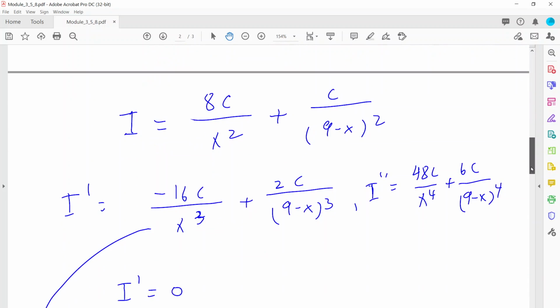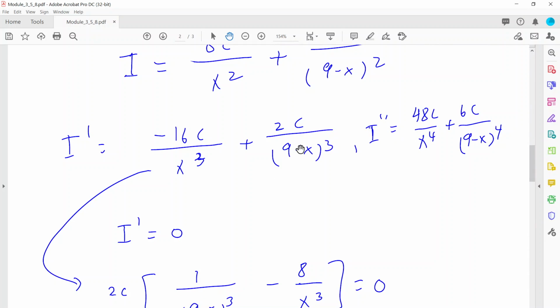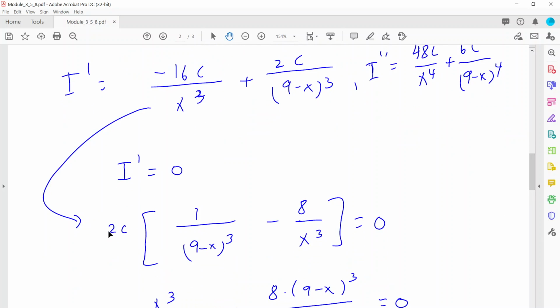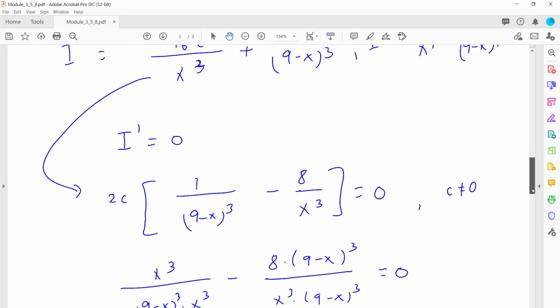Now this is a very lengthy calculation, that's why I calculated this in advance. To find the critical point, just equate this first derivative to 0. If you simplify this, you can factor out 2c. Keep in mind, c is the coefficient of intensity of illumination. It cannot be equal to 0, because if that coefficient is 0, then the intensity of illumination for the light coming from those two sources would be 0. So this should be non-zero.